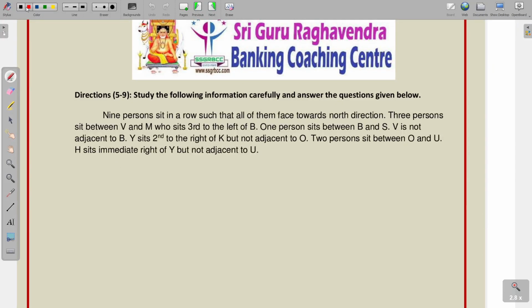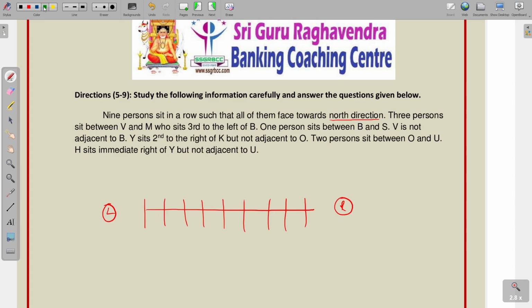So, see the puzzle here. 9 persons sit in a row such that all face towards the north direction. So, here we have a row. In this row a total of 9 persons are there. 1, 2, 3, 4, 5, 6, 7, 8 and 9. All are facing north. If they are facing north, this is the right side and this is the left side.